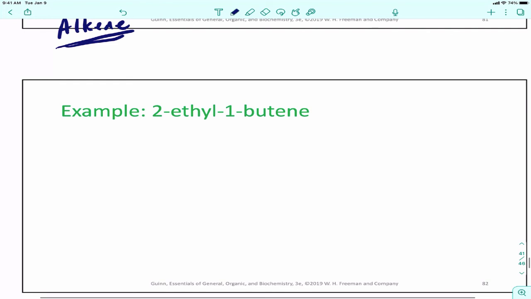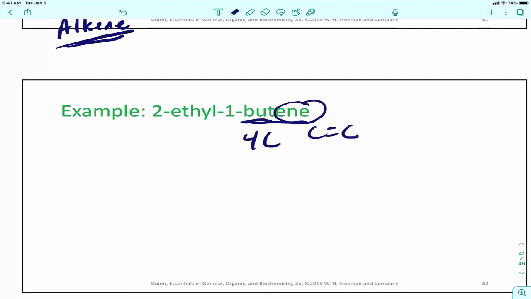What if you have this compound, 2-ethyl-1-butene? Let's start with the parent name. Butene: -ene says you've got a carbon-carbon double bond, and you've got 4 carbons, and that's the but part. And carbon 1 is going to be the double bond. So let's just draw what we've got. We've got 1, 2, 3, 4 carbons, and we know the double bond is going to be between carbons 1 and 2.